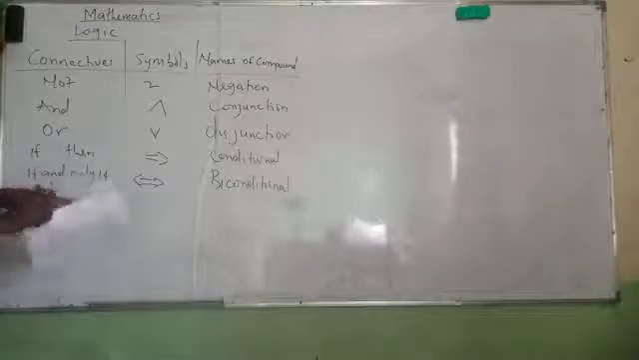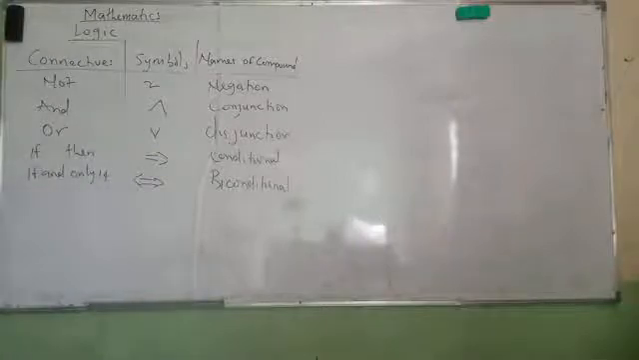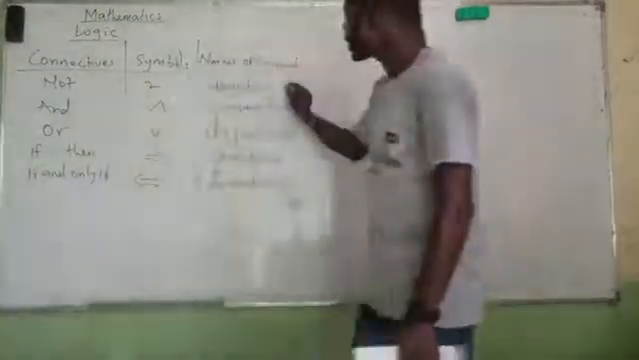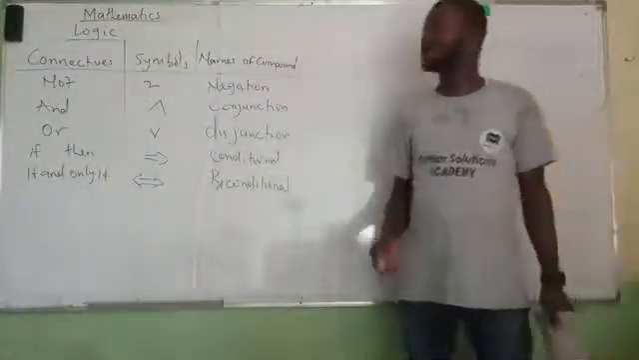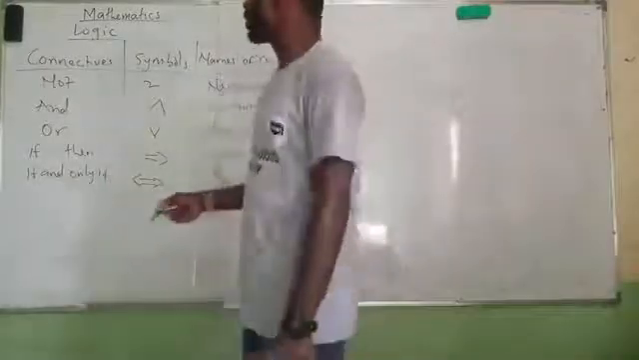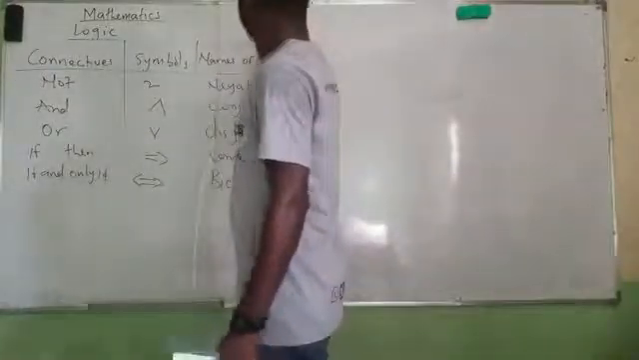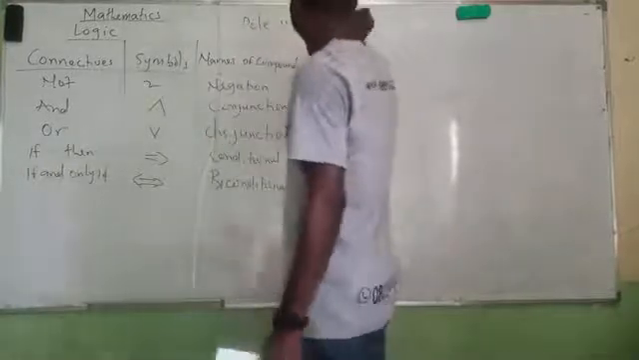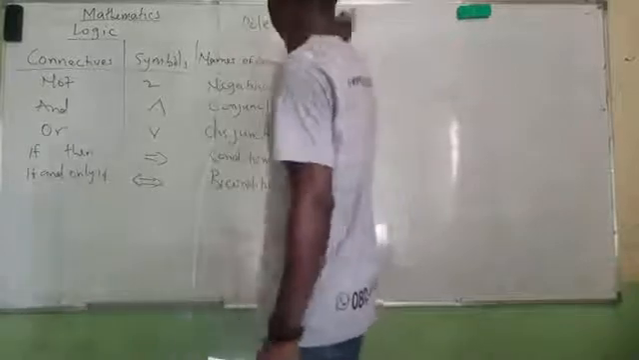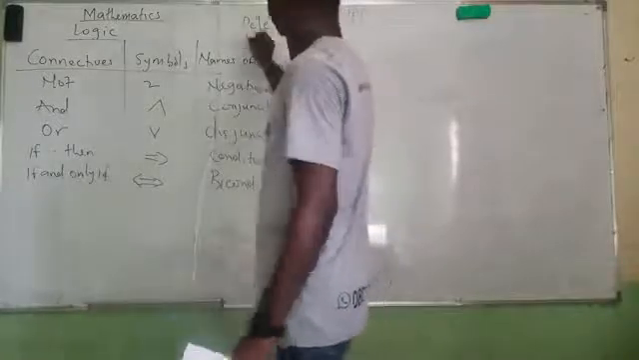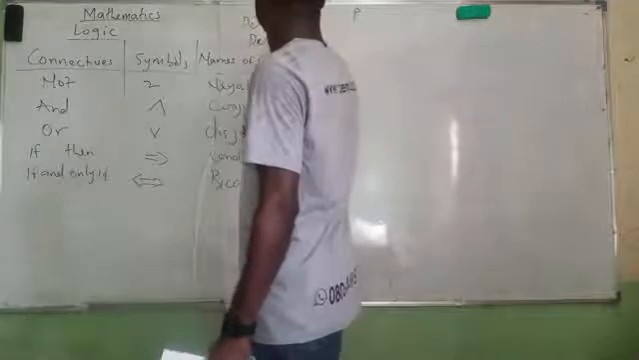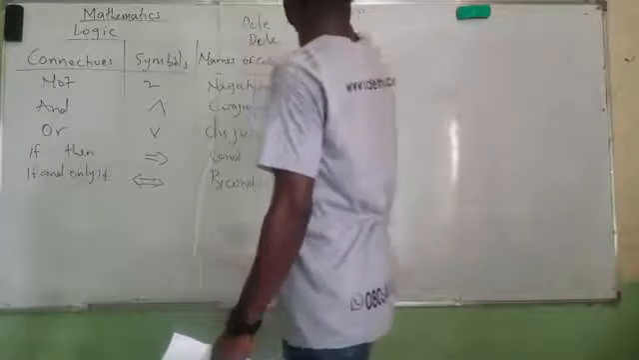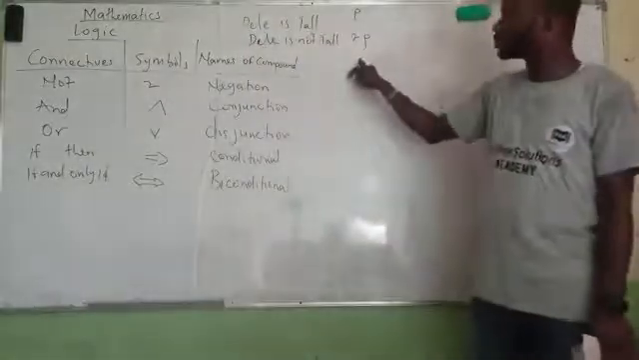Now, at this junction, let me try to explain some certain things. We talk about negation. Negation is an attribute of Mr. Dele. Dele is not tall. Now, Dele is tall. This is what? P, which is true. Dele is not tall. That means this is what? Not tall. Can you see? That is the negation of the statement.